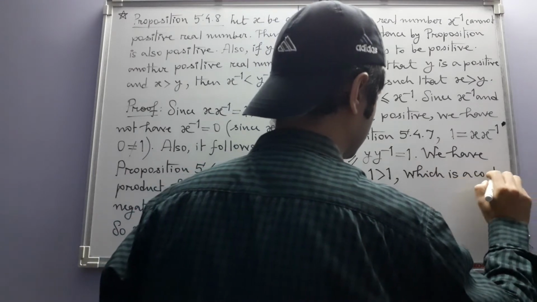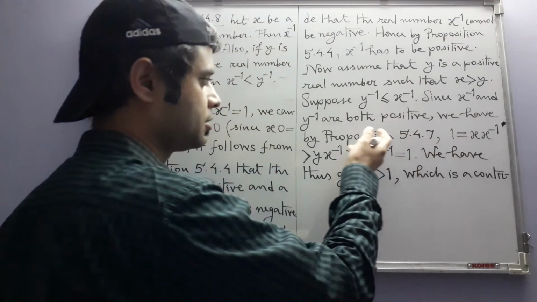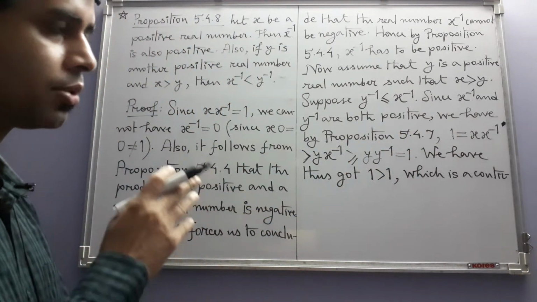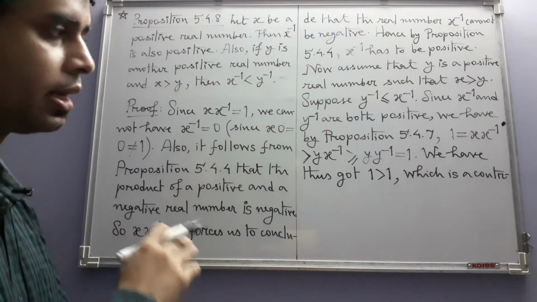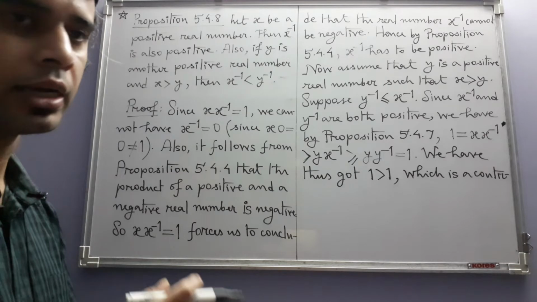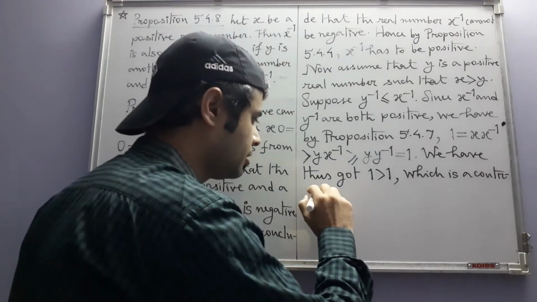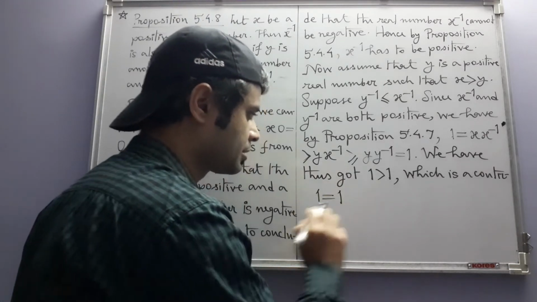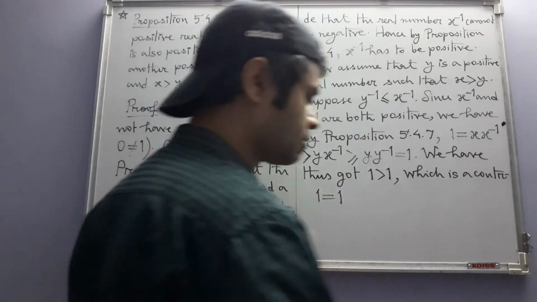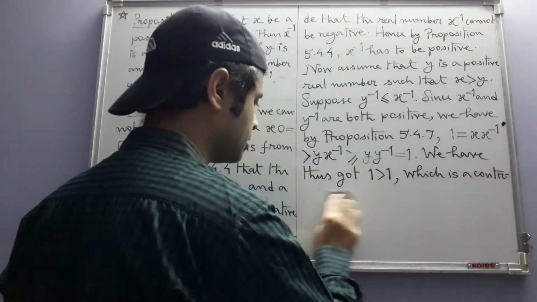Strictly greater than 1, which is a contradiction, which again contradicts proposition 547, specifically the part of proposition 547 which says that the order relation on the reals satisfies trichotomy. So since we already have 1 equal to 1, simultaneously we cannot have 1 greater than 1. It's because of trichotomy we are having a contradiction.